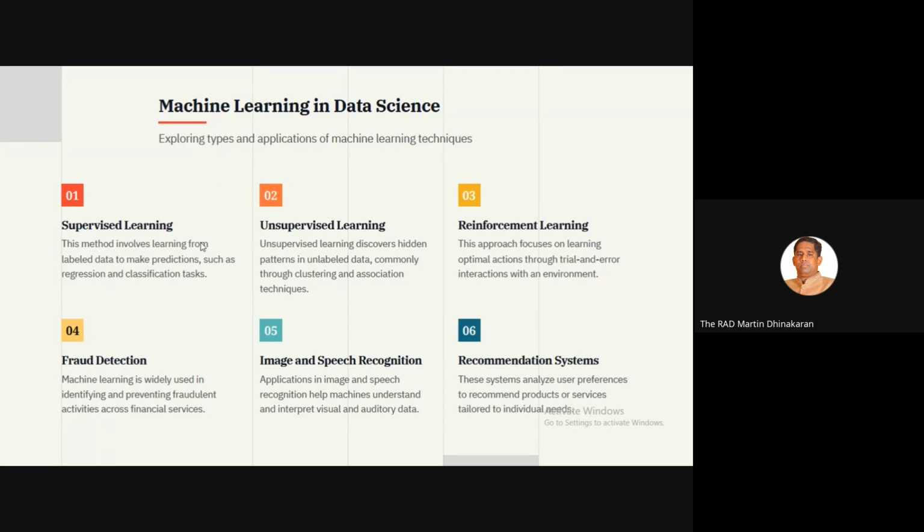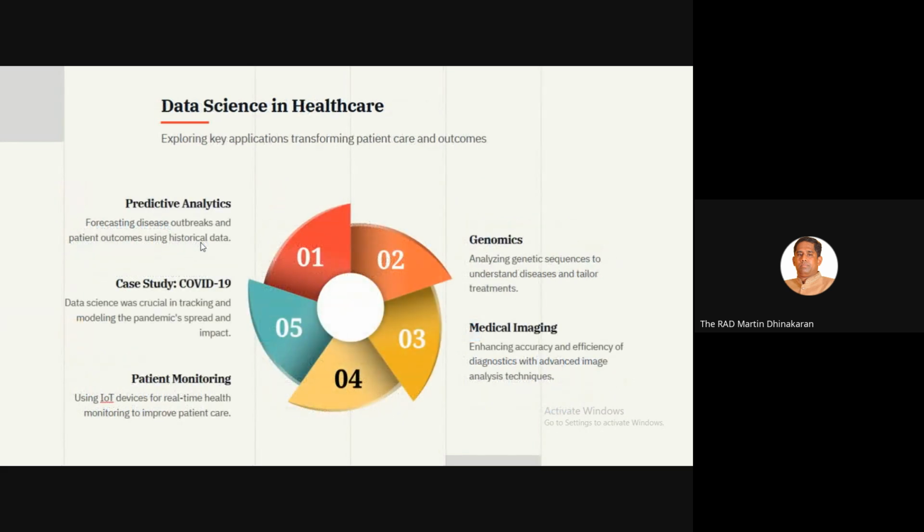So these are the recommendation systems. How does that work? It works in the same manner. The speech is recognized, the visual picture is recognized, and finally it is recommended by the system. So this is machine learning and data science. Next one, coming to the real application of data science in healthcare.